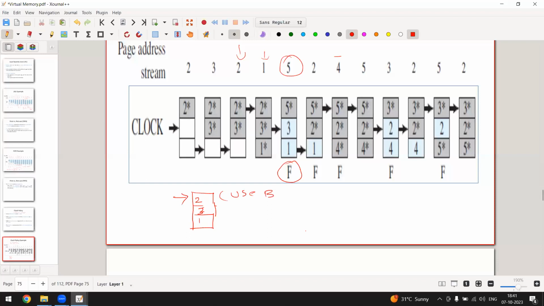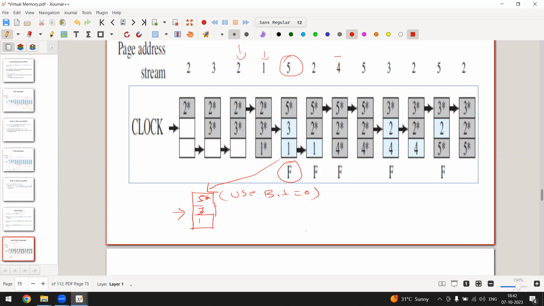There is no asterisk sign. Use bit is 0. So what it will do? Instead of 2, it will insert 5, and the pointer moves on to the next frame, right? And 5's use bit is set because it is just brought into the memory. So if you see, this is the state, right? That's how we encountered this particular state.